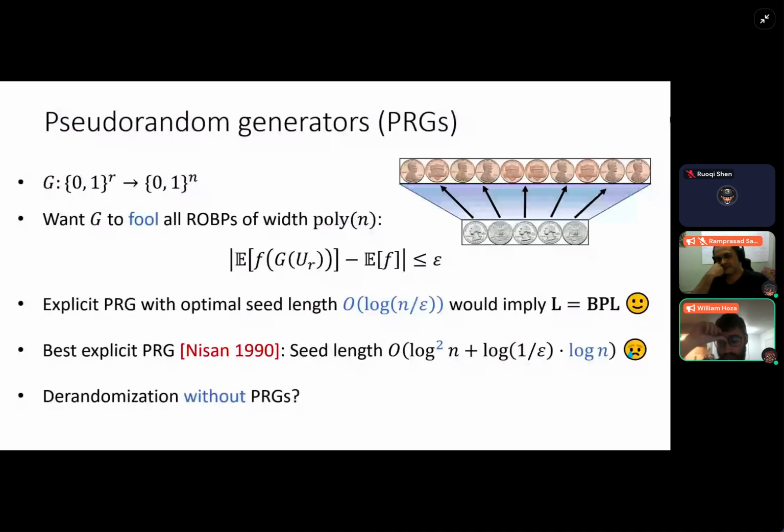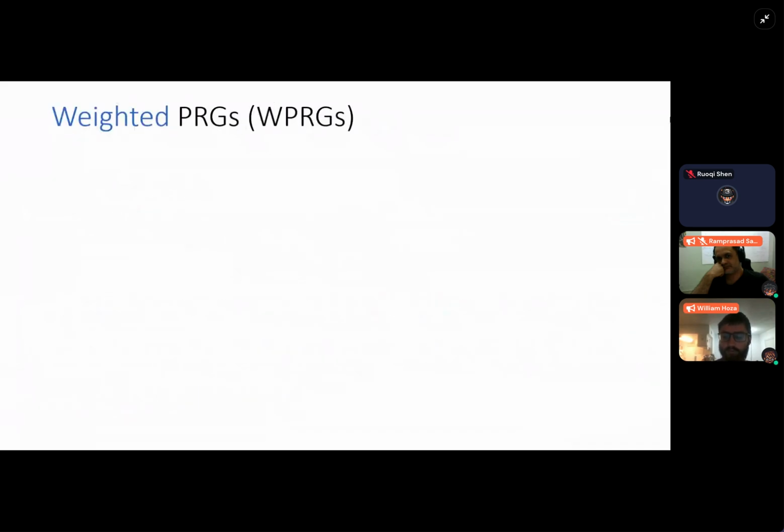And in particular, we can try designing some kind of relaxation of the concept of a pseudo-random generator. And so what I'm talking to you about today is one particular relaxation of the concept of a pseudo-random generator, something called a weighted pseudo-random generator. This is a concept that was introduced a few years ago by Braverman, Cohen, and Garg.